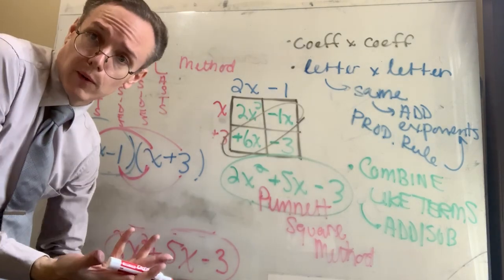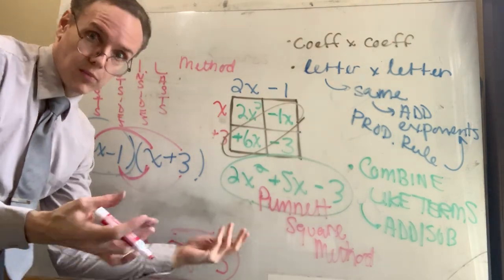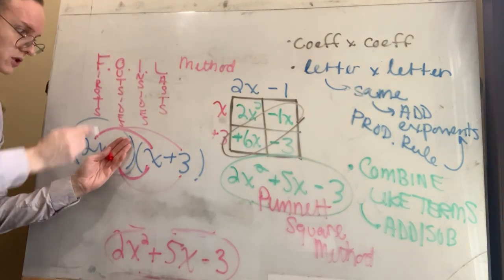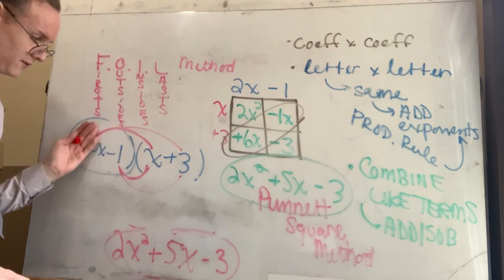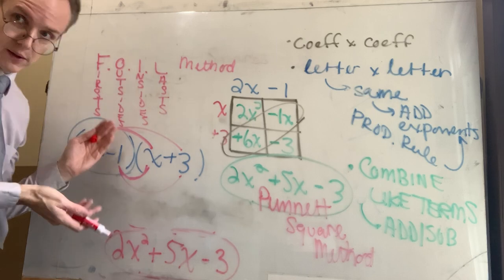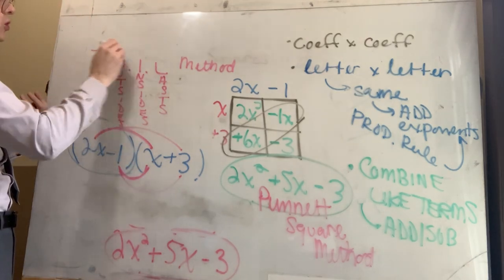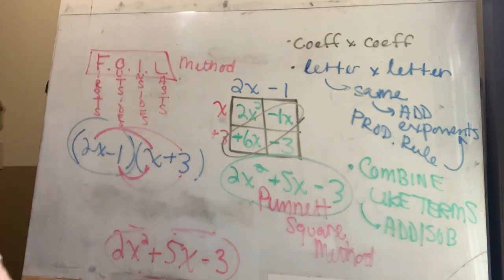I never really thought about it that way. To me, it's the distributive property. So if this wasn't here, I would just intuitively do that. If this wasn't here, I would just intuitively do that. But this is what they usually tell you in a textbook, FOIL. Either way, as you can see, accomplishes the same thing.